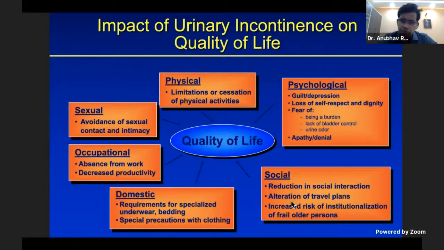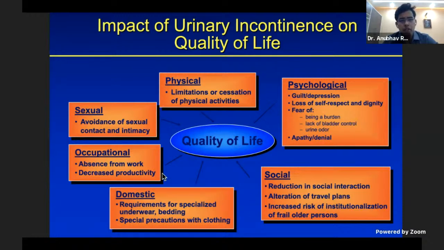So there's an increased risk of institutionalization, because sometimes the children also do not understand this problem, and they think that their old age parents have become a burden, and then they try to send them to an institution. And domestically, you'll have requirements of specialized clothing, you'll need paddings, so it will add on cost to the daily expenditure of the household.